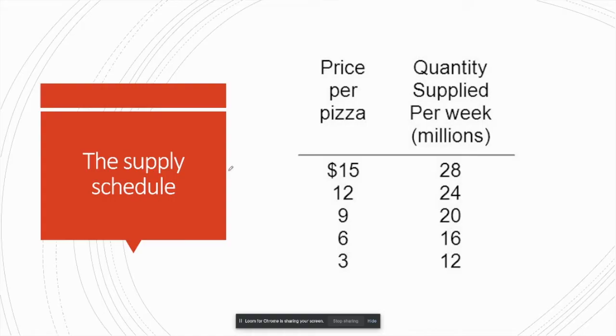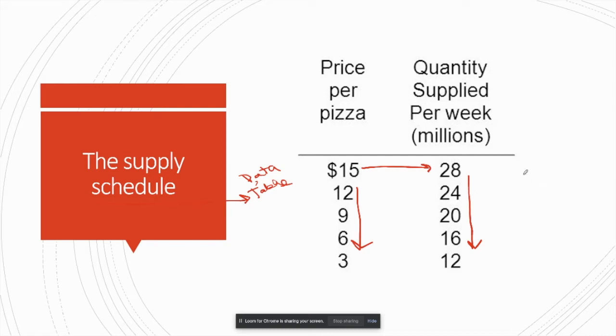When we start looking at supply and understanding the price and quantity supplied correlation, this is a supply schedule. Remember, a schedule is basically a table, and for a price, you have a specific quantity that is going to be supplied at that price. As you can see, as the price goes down, so does the quantity supplied per week. That is because the lower the price, the less willing and able a producer is to supply a particular good, in this case, pizza.